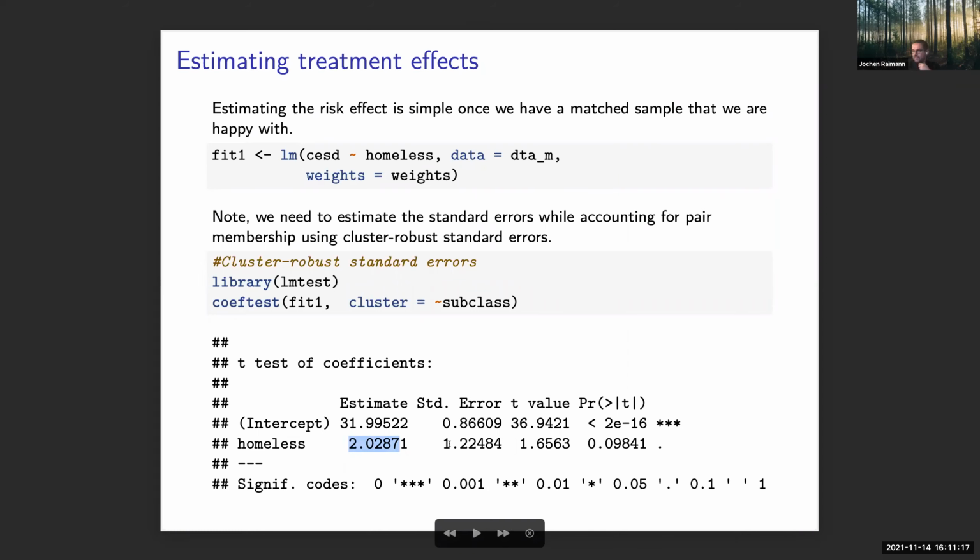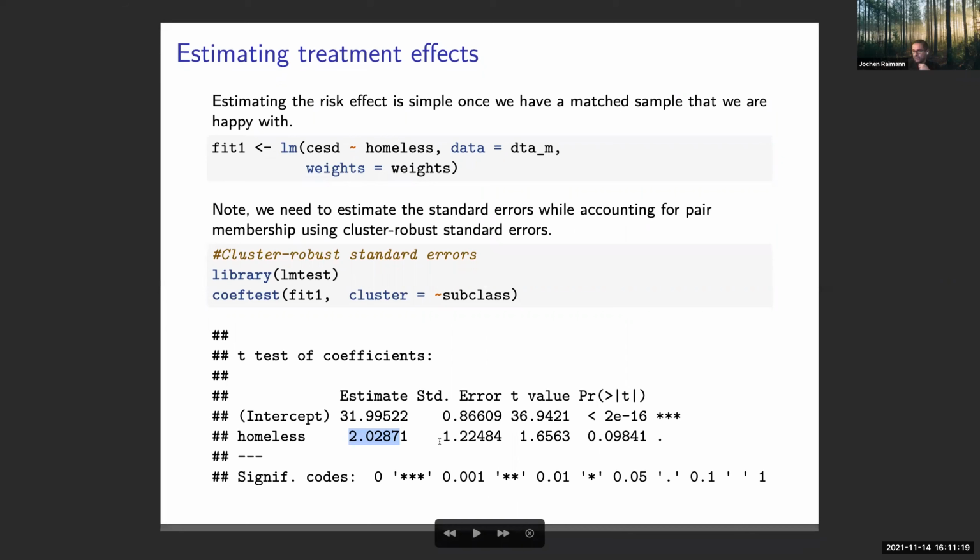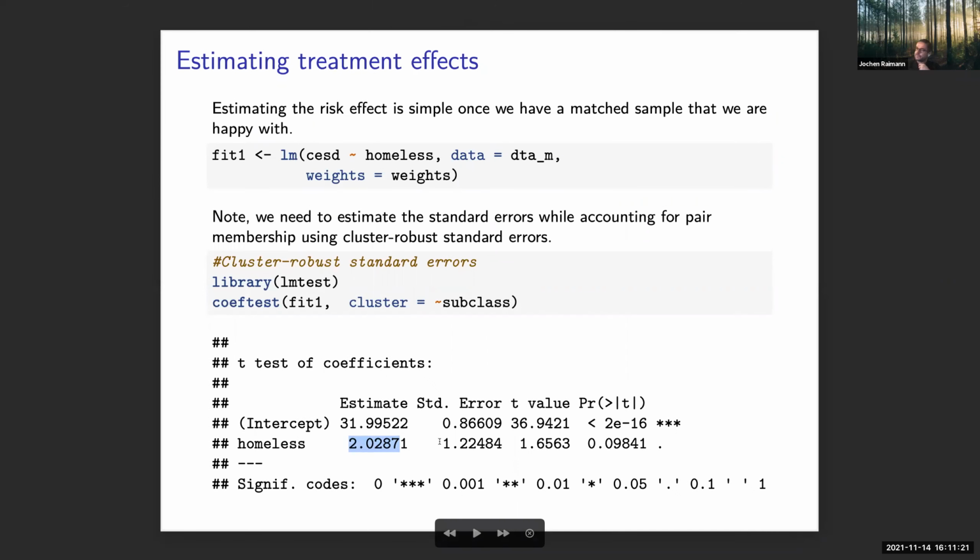So the standard error is now more consistent with what we have seen. It's smaller than what we have seen before because of this reduced variability, and we're seeing a smaller estimate because of accounting for the effects of age, gender, and race.